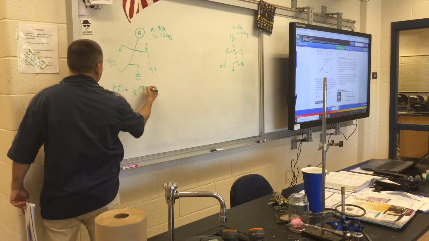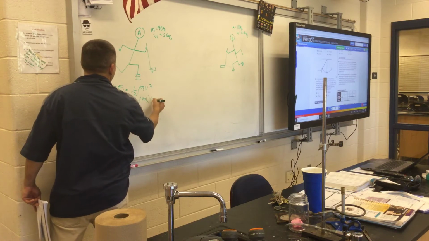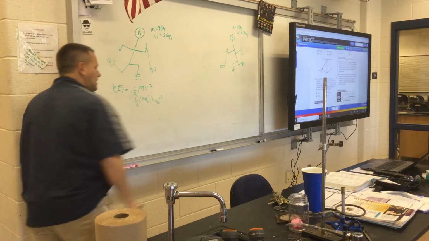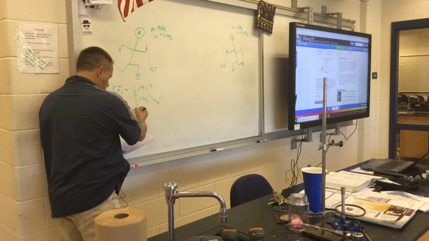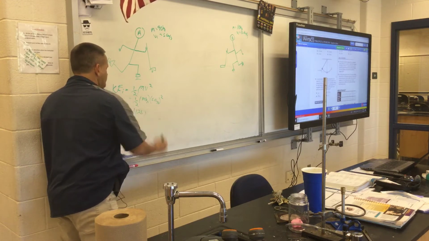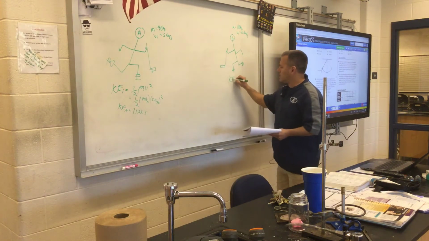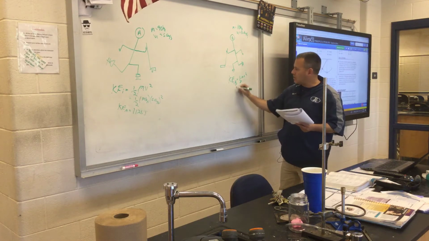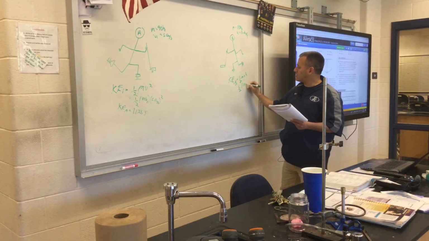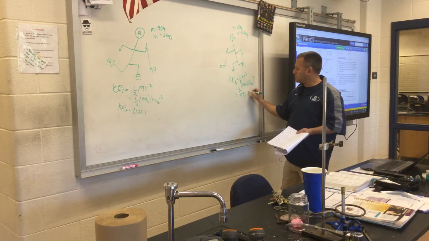So this is 1/2 mv squared. So this would be 1/2 times 90 kilograms, times 5.0 meters per second, and square the velocity. So the kinetic energy of hockey player A would be 1125 joules. Okay? So the kinetic energy initial of B, again, 1/2 mv squared. So that's 1/2 times 110 kilograms times 3 meters per second, and square the velocity. So that kinetic energy is 495 joules.